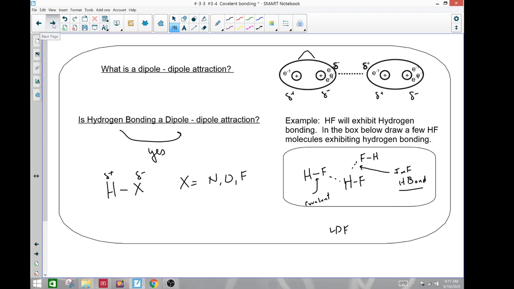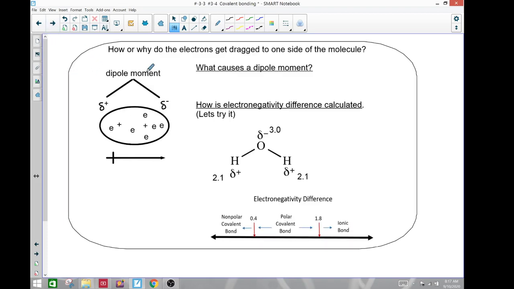All right, move along here. All right, so how or why do electrons get dragged to one side of the molecule? Okay, and again, causing a dipole moment. What causes a dipole moment? Electrons being dragged to the other side of a molecule. So this would be a difference of electronegativity. How is electronegativity difference calculated?